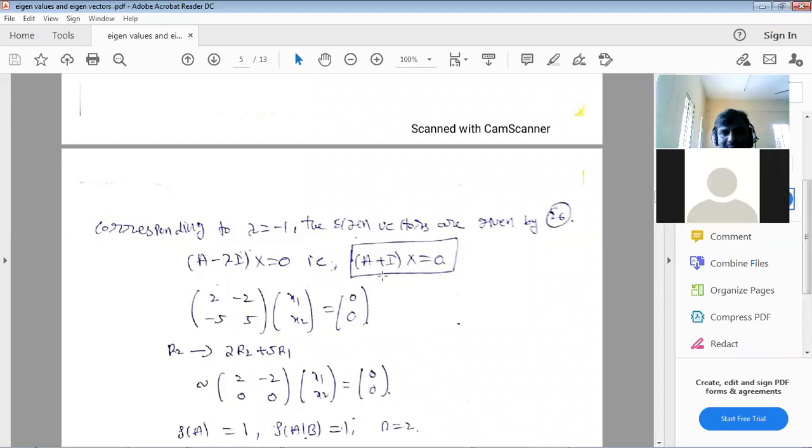Now, A plus lambda I, you are getting the answer here. You have to solve the system. What can you get now?